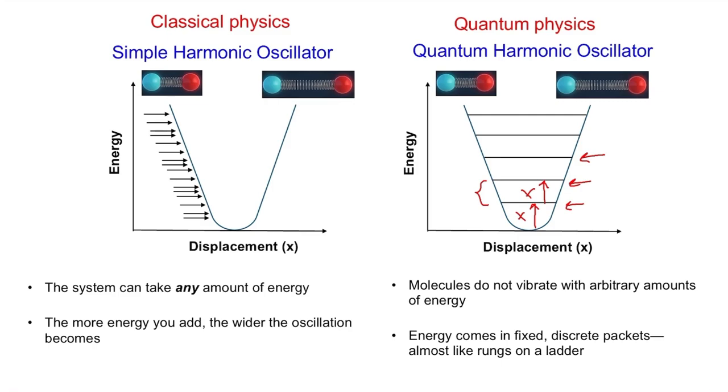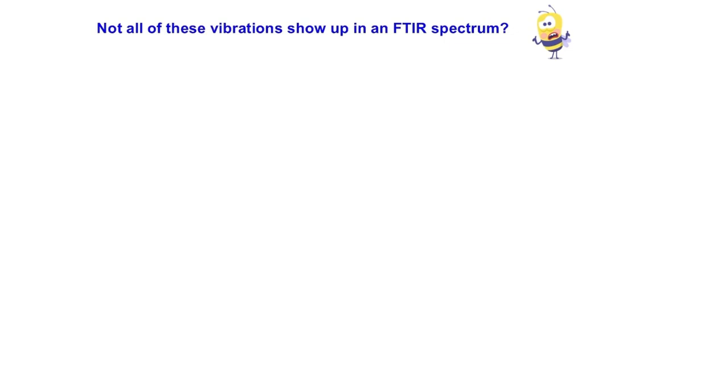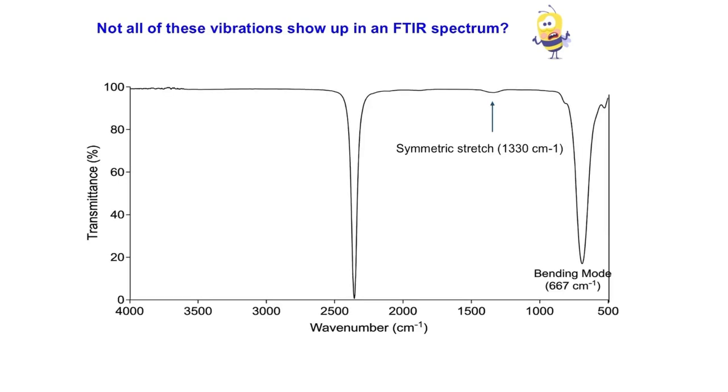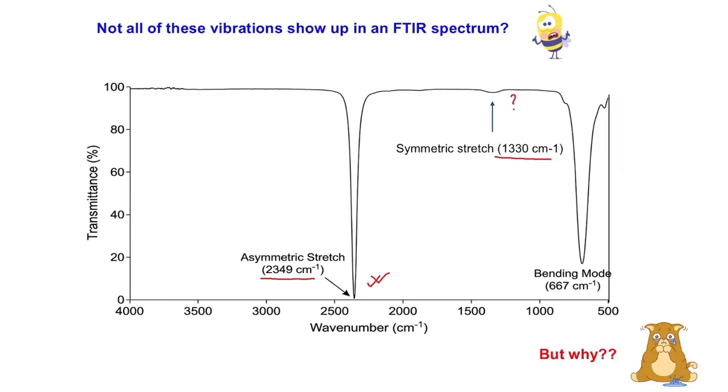Now, even though molecules can vibrate in many different ways, not all of these vibrations show up in an FTIR spectrum. A perfect example is carbon dioxide, or CO2. It has a symmetric stretch around 1330 cm^-1, but we do not see any peaks there. But when CO2 performs its asymmetric stretch, which appears strongly around 2349 cm^-1, we do see an intense IR absorption.